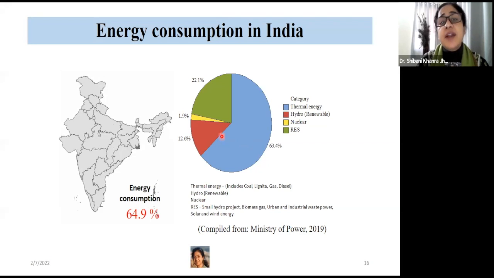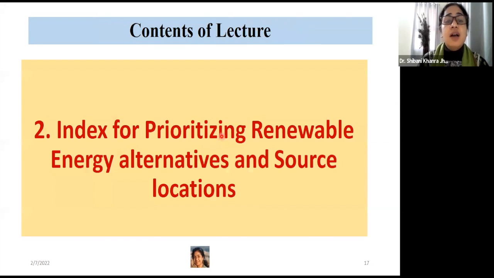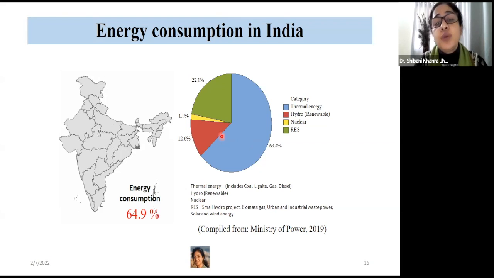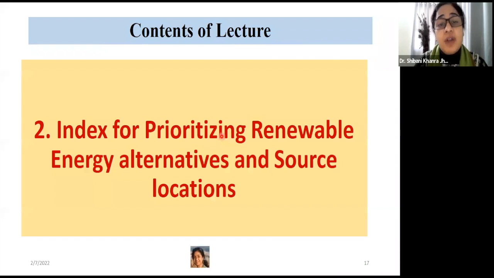So with this scenario and status of energy, if we have to at all achieve the target of renewable energy, which was put as 450 gigawatt by 2030, it is important for the Indian system to explore all forms of renewable energy, which we have discussed. So what we would like to discuss further in the next part of the lecture is the index for prioritizing the renewable energy alternatives and source location.